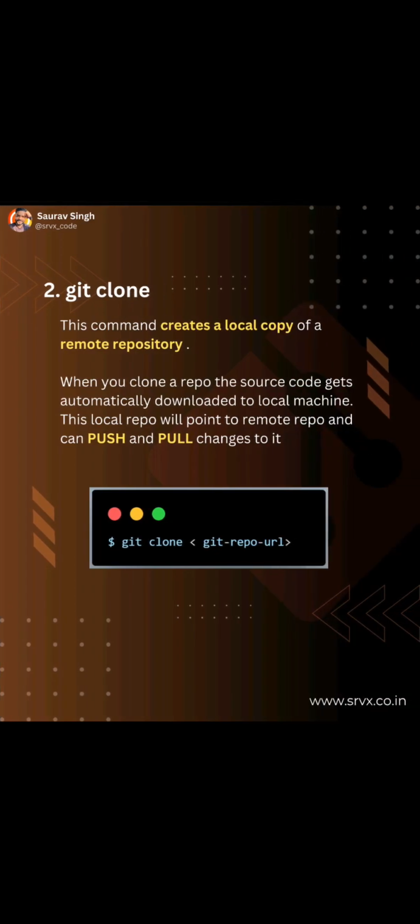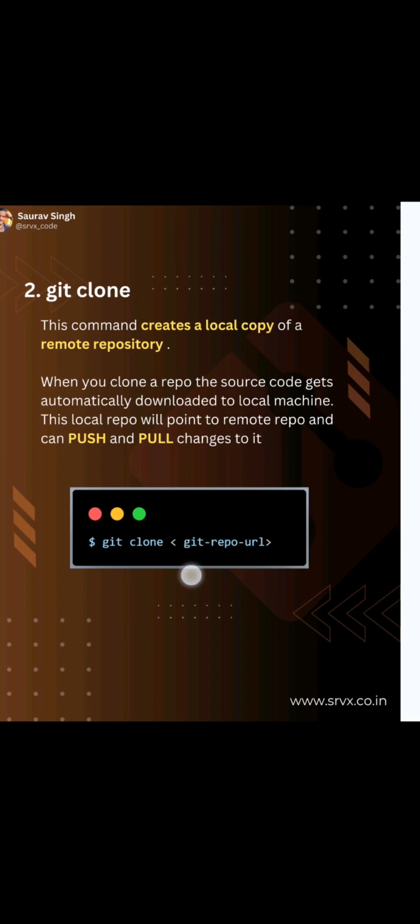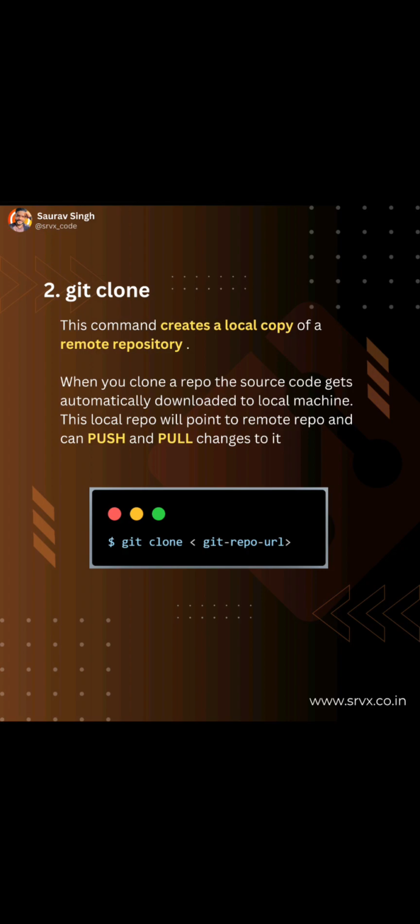The second command is git clone. For that we just have to copy the repository link from where we want to copy, then type the command git clone and that particular URL. Just see the command line here: git clone, then the git repo URL. That's the URL of the repository that you want to clone from. You can take that URL from your branch as well. So you have to create a branch first.